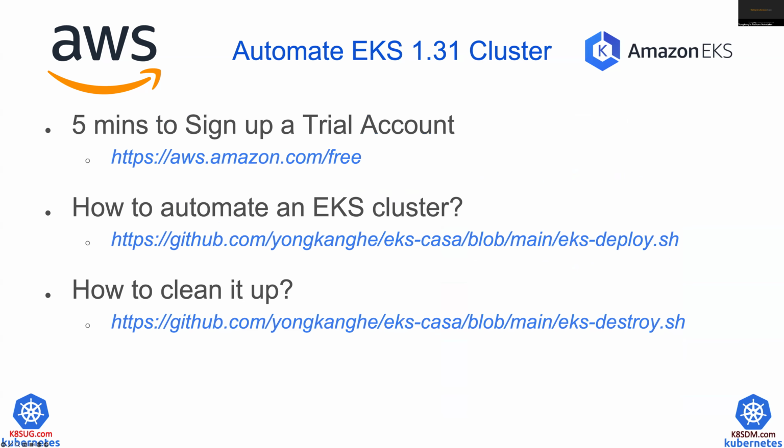Okay, let's get started. So EKS 1.31. How to spin up an Amazon EKS cluster? I love automation. So if you don't have an AWS account, you can sign up for a trial account typically in about 5 minutes. And then you can use my automation to spin up an EKS cluster, typically in about 15 minutes. You just run one command. You can create the whole environment for you to try. And once you've done your testing, my suggestion is to clean it up. Otherwise, Amazon will keep charging you.